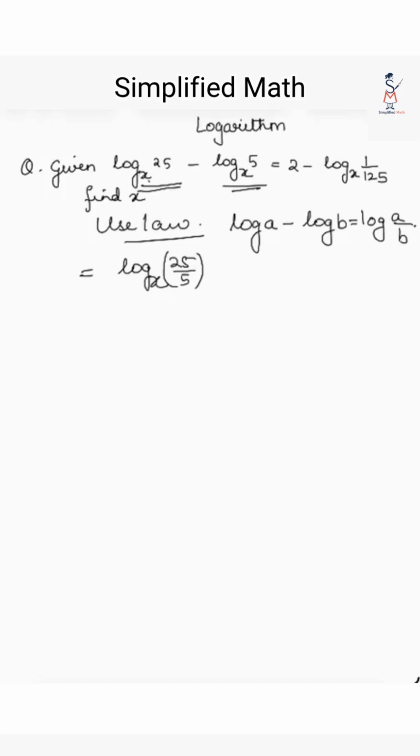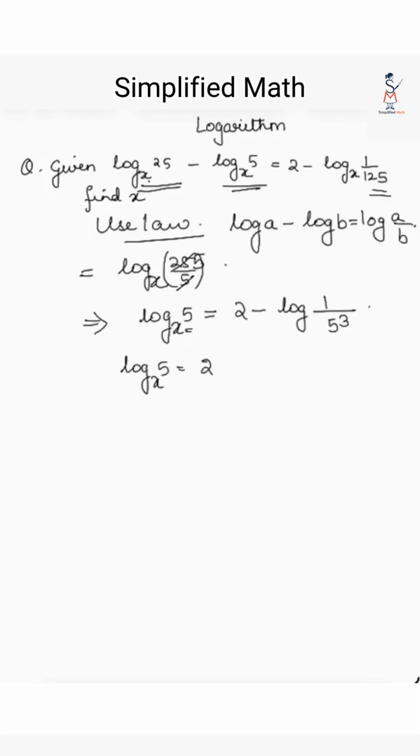Because why can the law be followed? Because at both the places the base is same. So this will turn out to be log 5 to the base x is equal to 2 minus log 1 by, again here is 5, so we will try to change 125 also somewhat into 5. We know 125 is 5 raised to the power 3. So this will become 5 raised to the power 3.